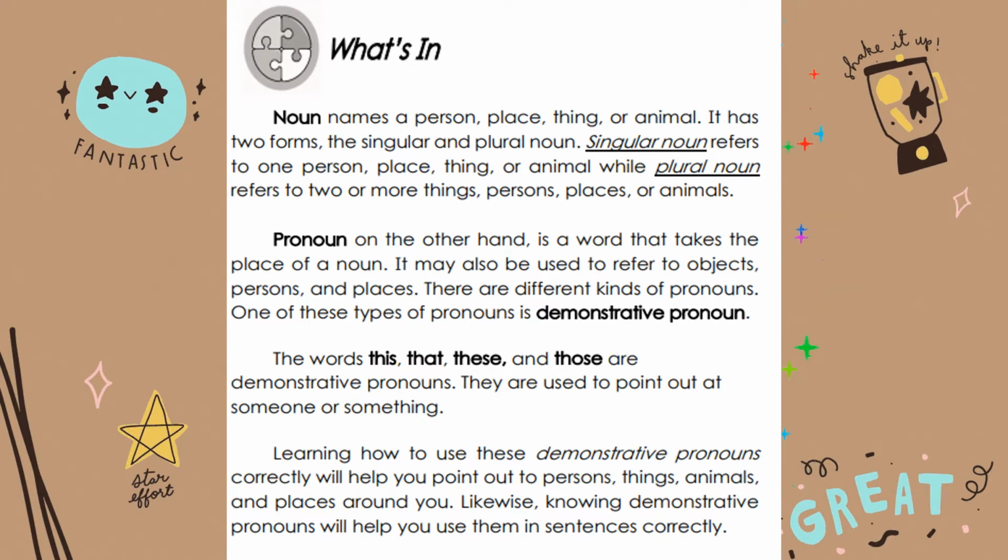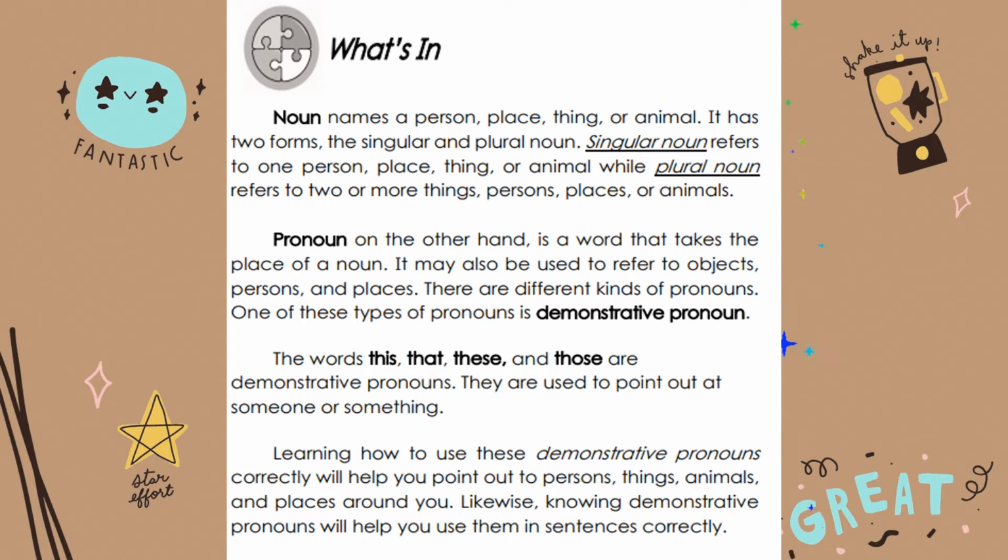Pronoun, on the other hand, is a word that takes the place of a noun. It may also be used to refer to objects, persons, and places. There are different kinds of pronouns. One of these types of pronouns is demonstrative pronoun. The words this, that, these, and those are demonstrative pronouns. They are used to point out at someone or something.